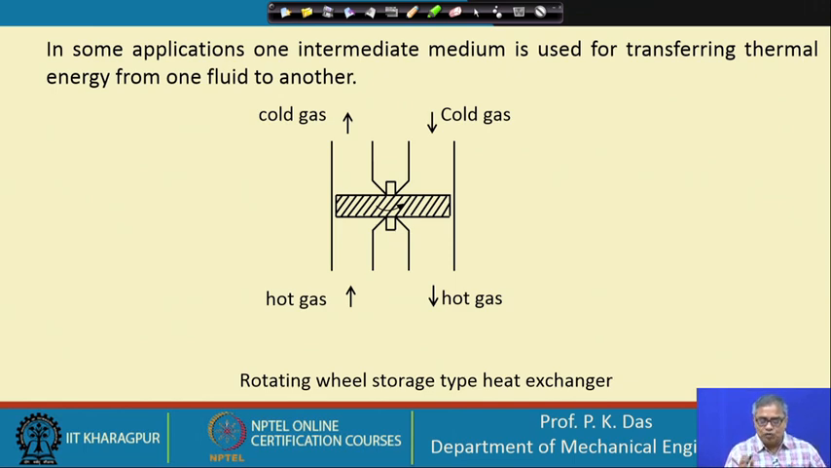Here I have shown schematically one arrangement which is very important and very common, and we will discuss this particular type of heat exchanger more elaborately at a later stage of this course. Here you see there is a rotating wheel. Let us say we are thinking of a power plant where hot product of combustion is to be sent to the atmosphere. We send it through this passage, but in between there is a wheel which is rotating at a slow speed.